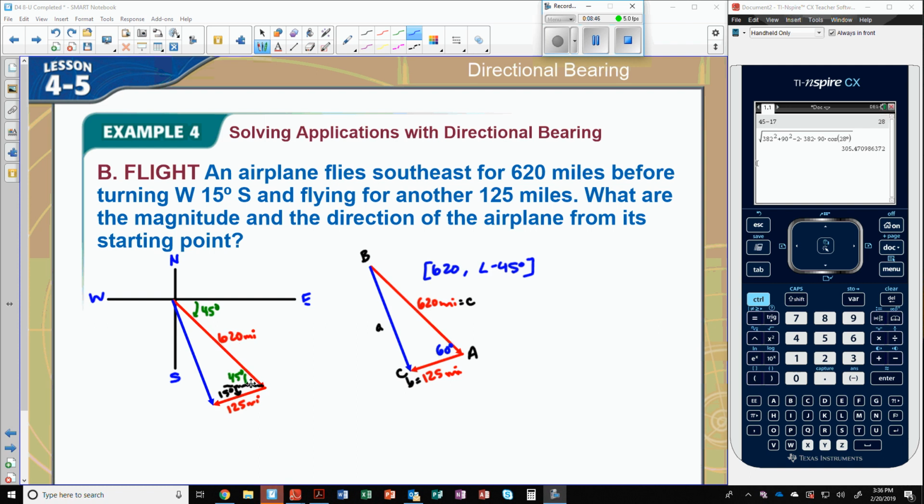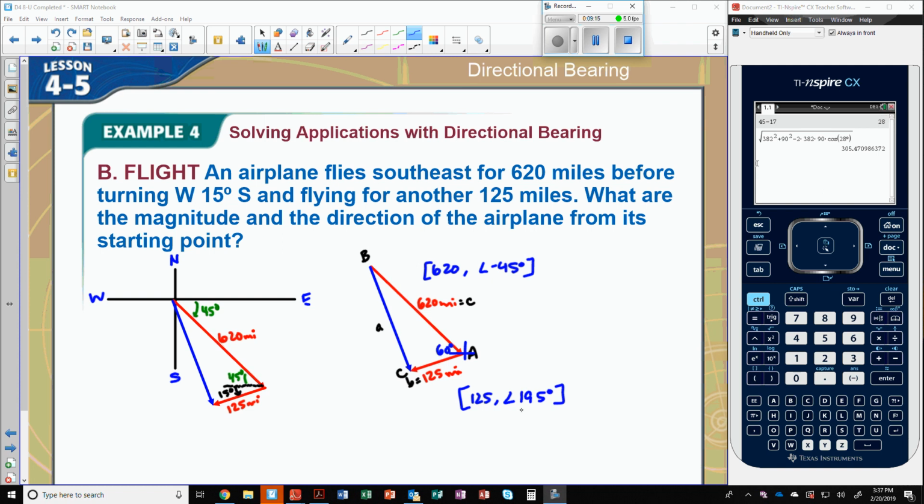Now over here, this one turns, and it said it's going west 17 degrees south. So if you thought about this from the origin, west 15 degrees south would be 15 more than 180. So this one is going to be 125, comma, angle, it's 15 degrees past the x-axis, and that which is 180 on the left. So that would be 195 degrees.